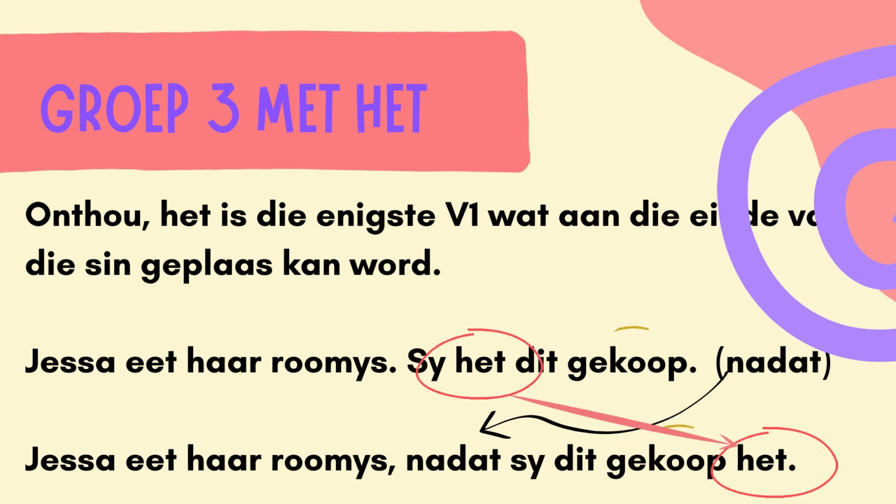Okay, so we are going to write sentence number 1 exactly as it is. We add our comma and we add our conjunction. So now we have Jessa eet haar roomys nadat. And I write everything that is left of sentence 2, sy, and dit. And then I write my verbs, gekoop, and lastly, het. So let's read the sentence. Jessa eet haar roomys nadat sy dit gekoop het. Jessa eats her ice cream after she buys it. Okay, so that is what happens to het. It's the only verb 1 that goes behind verb 2 when we deal with a group 3 conjunction.